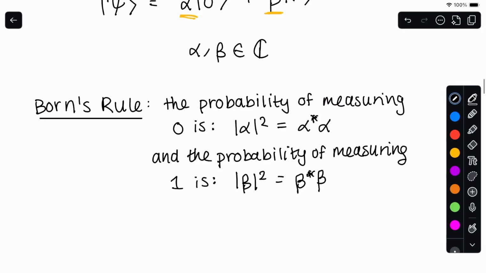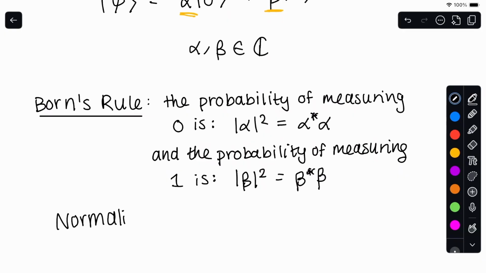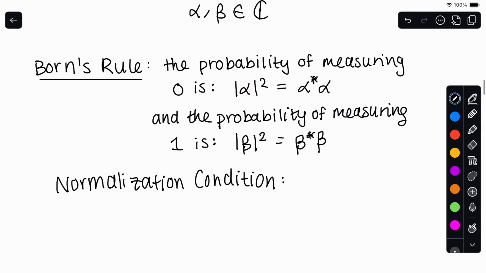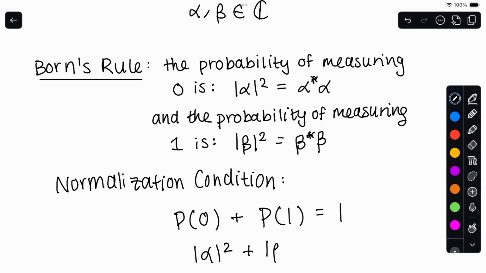And this provides us with a normalization condition for our quantum state. We know that we have to measure something, and the only two measurement possibilities are 0 and 1. So it better be the case that the probability of measuring 0 and the probability of measuring 1, which are disjoint, should sum to 1. So that tells us that the magnitude of alpha squared plus the magnitude of beta squared ought to be equal to 1.